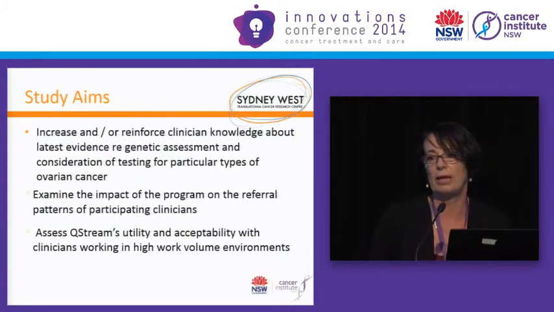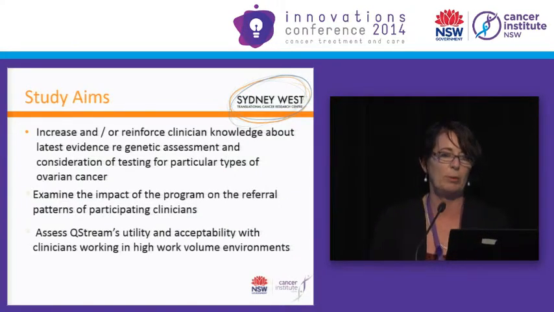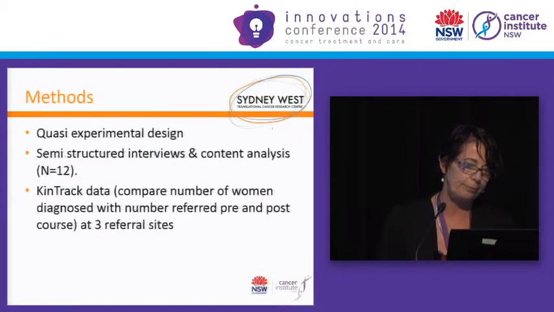And we were also keen to look at whether it impacted on their referral patterns. Again, what we were trying to do there was glean whether there was any impact on behaviour. So we actually ran it with 2 intervention and 1 control sites, and we looked at the rates of referral for genetic assessment and counselling and perhaps testing in 3 hospitals over a 12-month period.